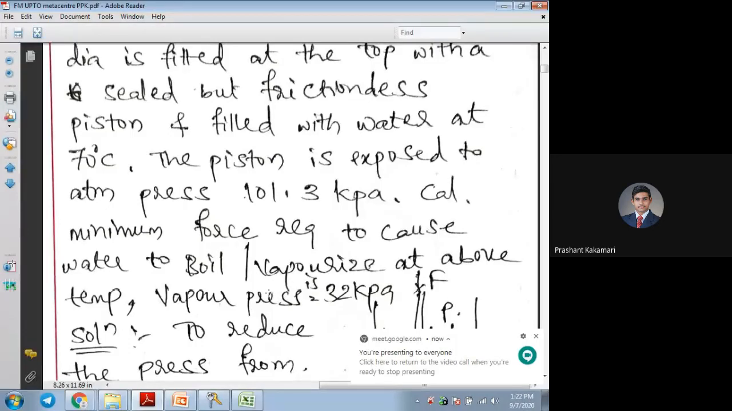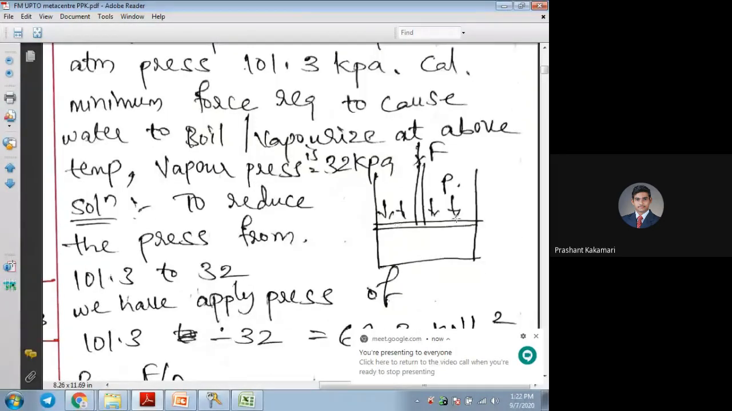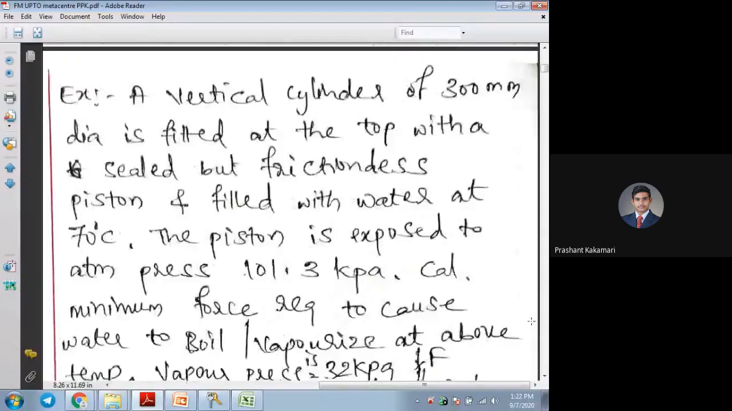Shall I do it once again? So the piston cylinder arrangement is given here as per the sketch. All of you look at the sketch here. The piston cylinder is given. The diameter of the inside cylinder is 300 mm.